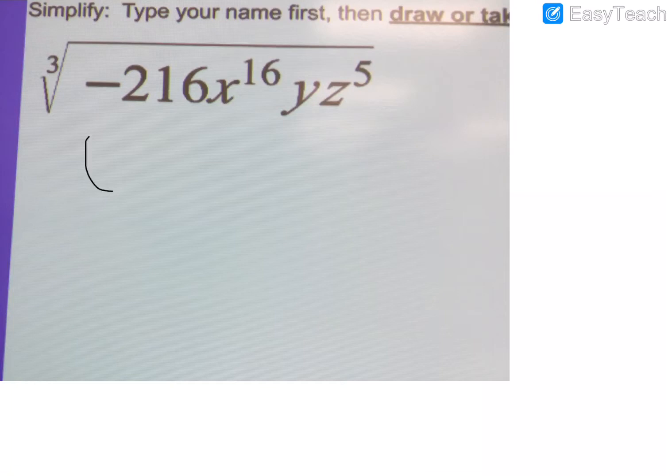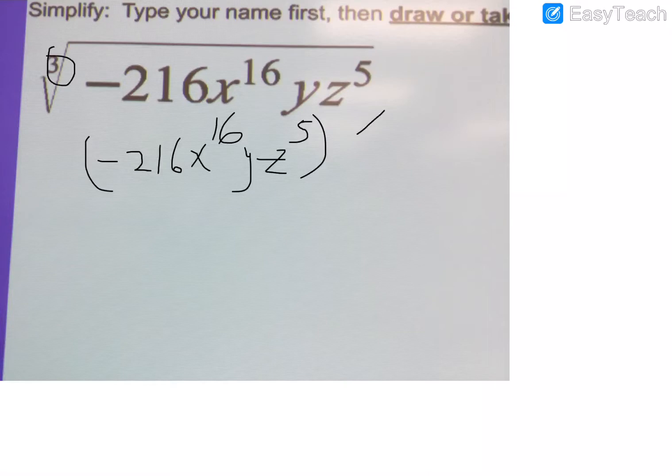So that's negative 216 x to the 16th y z to the 5th, and the cube root is the same as the 1/3 power. Okay, so now we're ready to apply our exponent rule, which is the power of a power, right? So we're going to take this power and we're going to multiply the exponents. We have to remember to raise this to the 1/3 power, in other words, to the cube root of it.